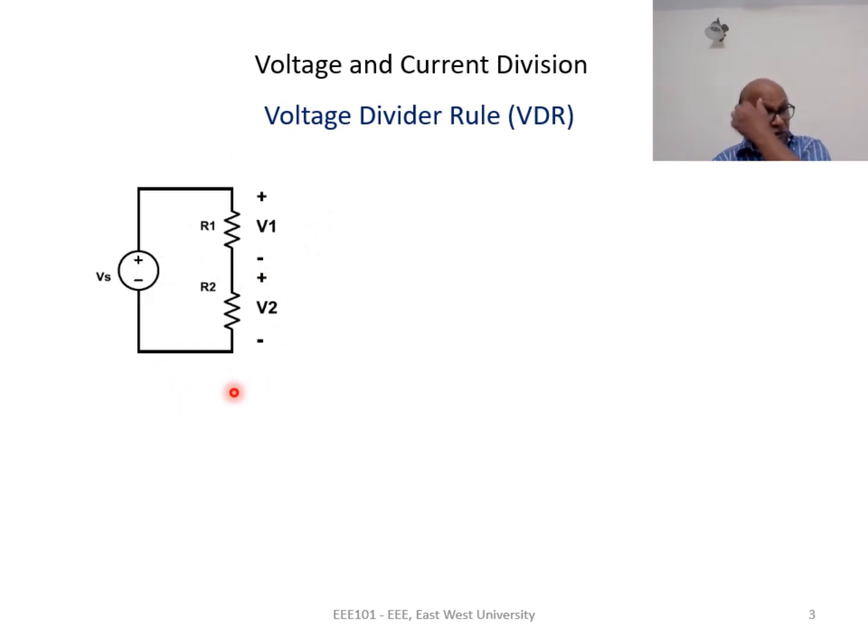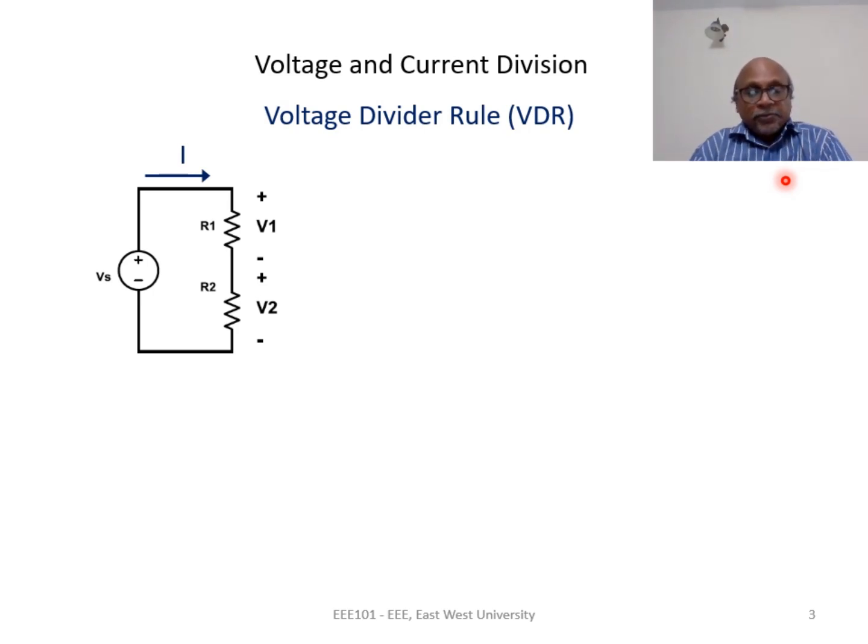We should also look at the relative polarities of the voltages. If we go clockwise, Vs is a rise while V1 and V2 are voltage drops. This one is a series circuit, so the current is the same through every circuit element. Let's say the current is I and flowing in the clockwise direction. This I and V1 satisfy passive sign convention. This I and V2 also satisfy passive sign convention.